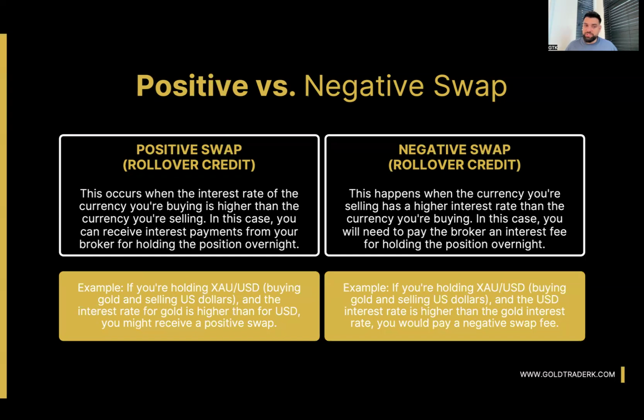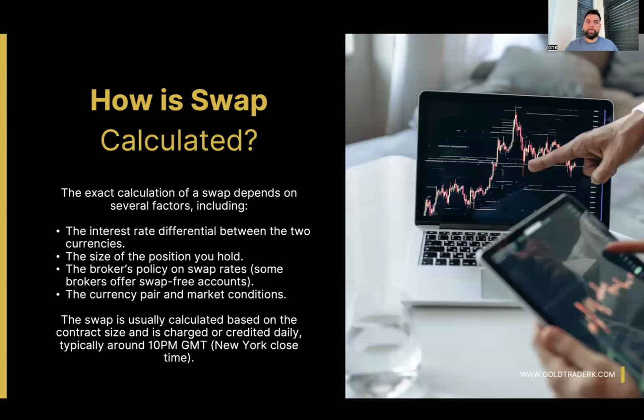Now, an example with positive swap: if you're holding gold and the interest rate of gold is higher than the US dollar, you might receive a positive swap. And for negative, the example is if you're holding gold and the US dollar interest rate is higher than gold, you would pay negative swap fees.